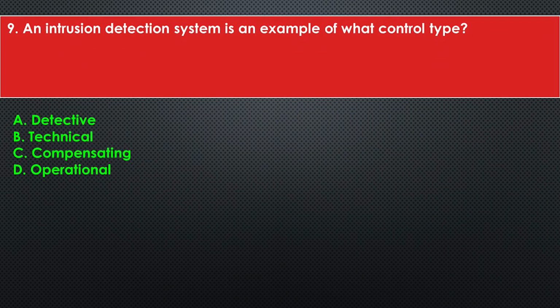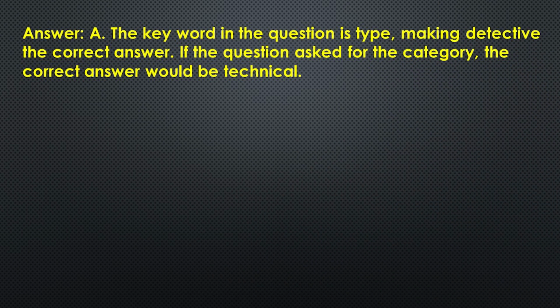9. An intrusion detection system is an example of what control type? A. Detective. B. Technical. C. Compensating. D. Operational. Answer: A. The key word in the question is type, making detective the correct answer. If the question asked for the category, the correct answer would be technical.